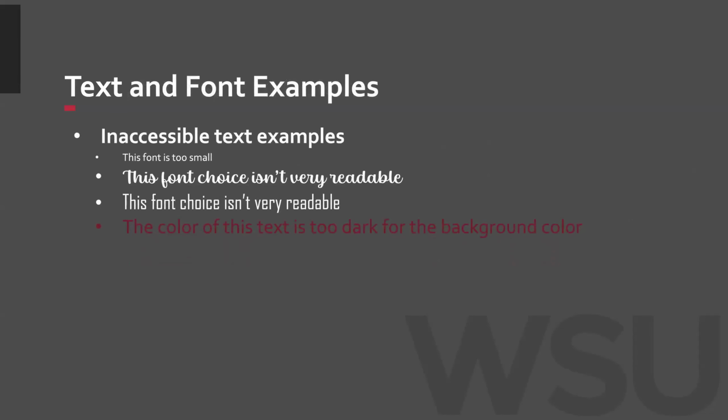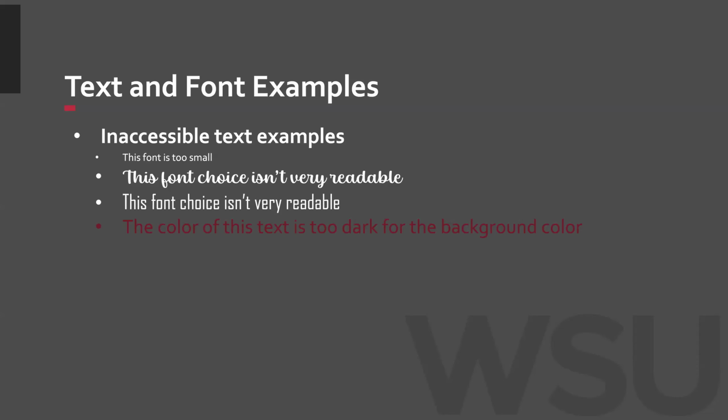The text and font examples slide shows 4 bullet points demonstrating inaccessible text. One is too small, 2 use stylized, hard to read fonts, and the last has poor color contrast with dark red text on a dark gray background. So text and font examples. The first inaccessible text example is a bulleted point that says this font is too small. I think I made that font size about 14-point font. You might be able to read it just fine on the screen, but somebody with low vision or visual impairment might have a difficult time reading that font. That's why it's important to ensure that it's at the very least 18-point font, but preferably more.